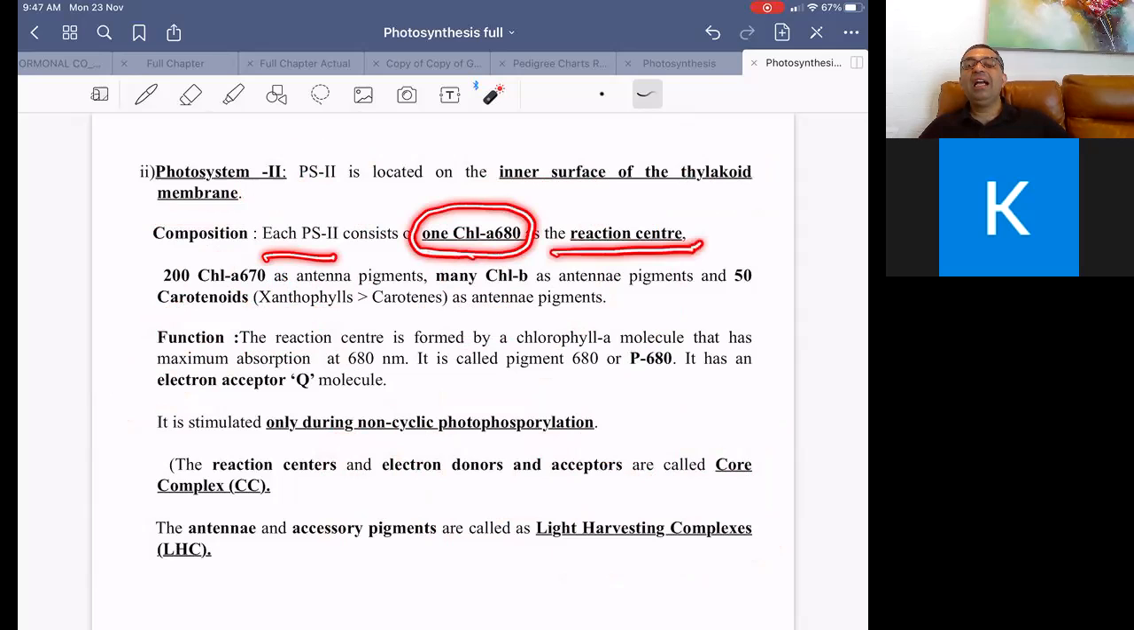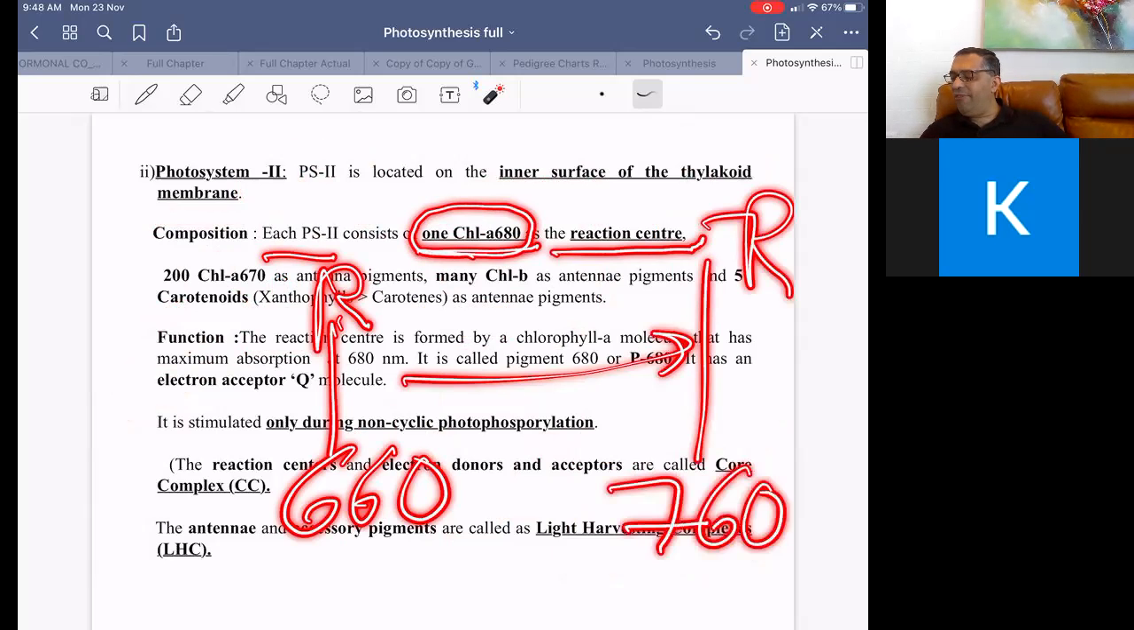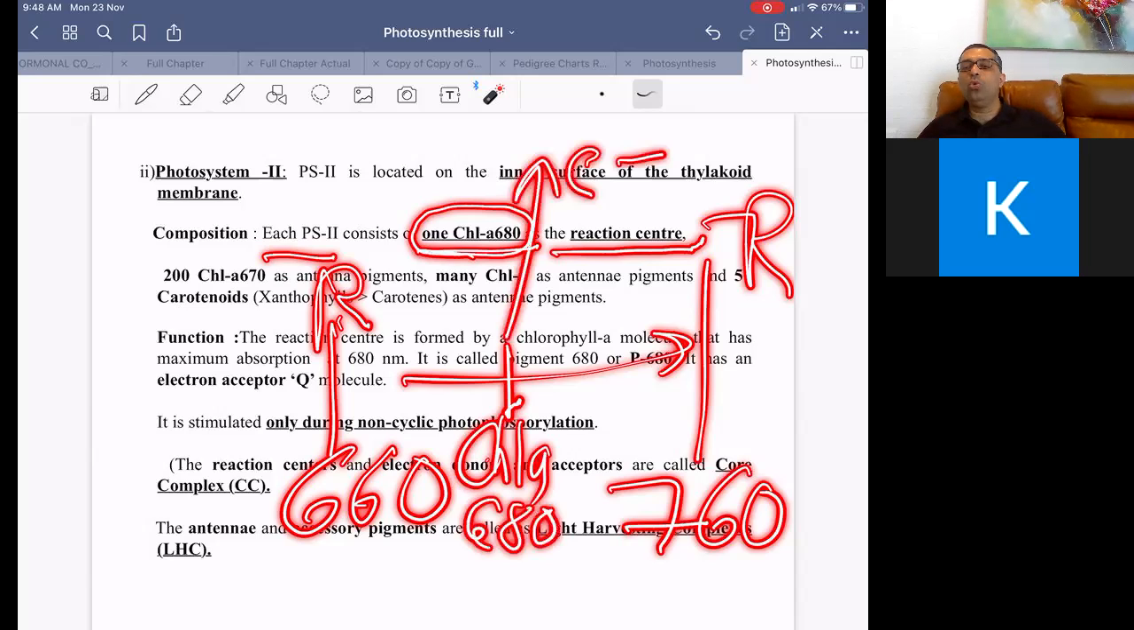Chlorophyll A 680 as the reaction center. ध्यान से, 680 का मतलब क्या? जब रेड लाइट गिर रही है, रेड लाइट इज फ्रॉम 660 टू 760, and at what wavelength does chlorophyll A 680 lose its electron? It loses its electron at 680 nanometer wavelength.